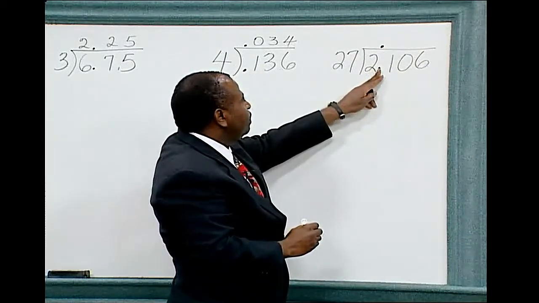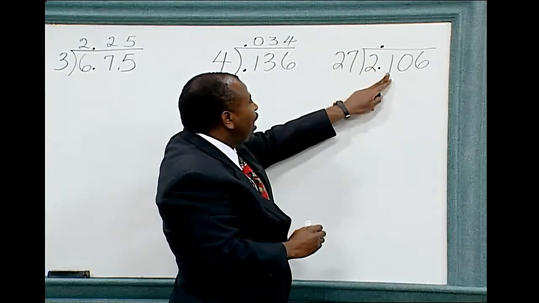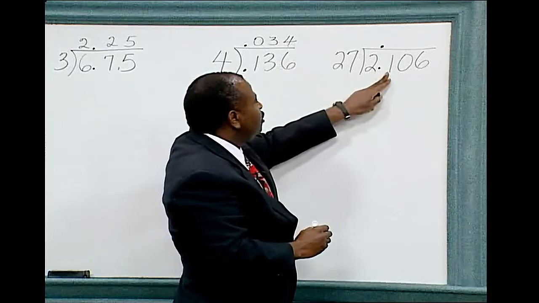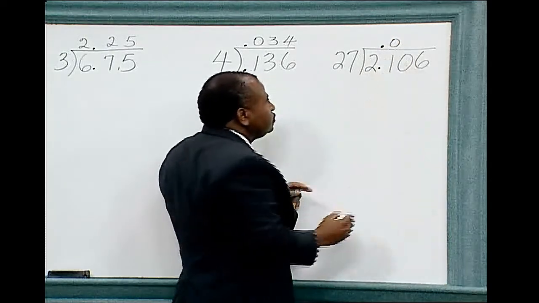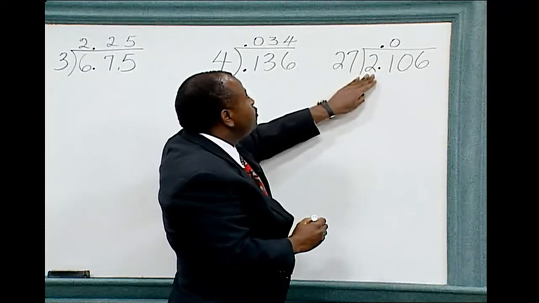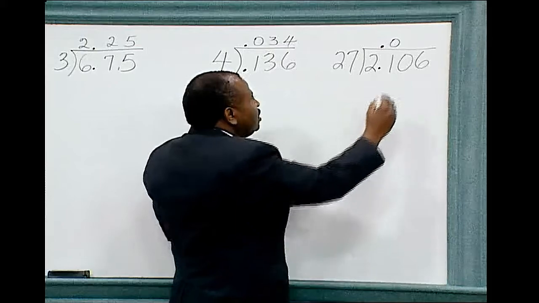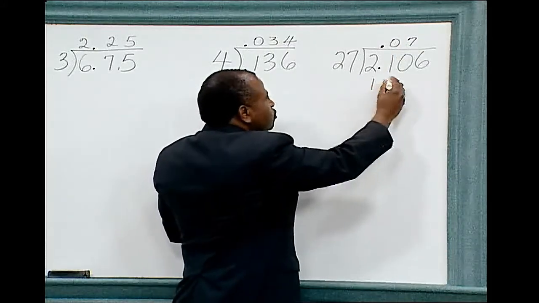Example number 3. Again, we must place the decimal point in the answer directly above the decimal point that is in the problem. 27 into 2.106. Divide. 27 will not go into 21. Therefore, we must place a 0 above the 1. 27 will divide into 210 7 times. 7 times 27 is 189.